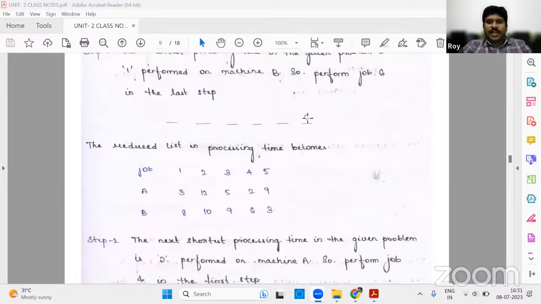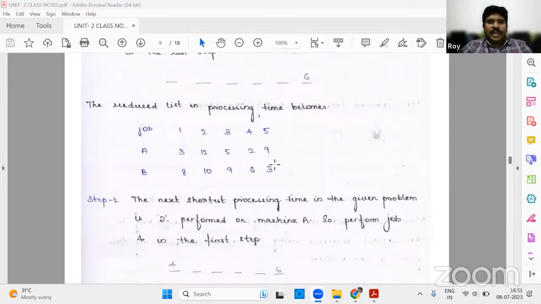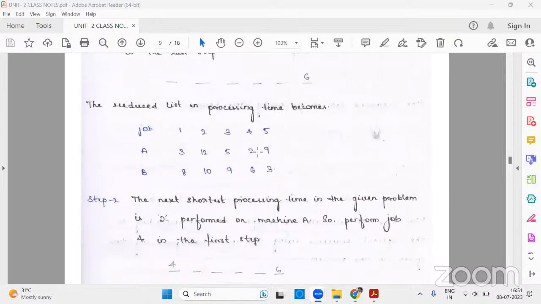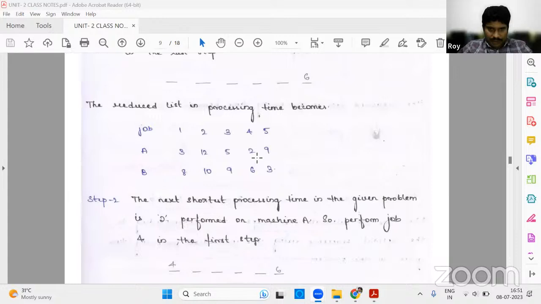Okay, the next one. After crossing out the six, the job is allotted, and how many jobs remain? 1, 2, 3, 4, 5. You need to write like this. Among these jobs, Santu, you tell me which one has the least processing time? Fourth job, sir. Tell me the time first. Time 2, right? Yeah.